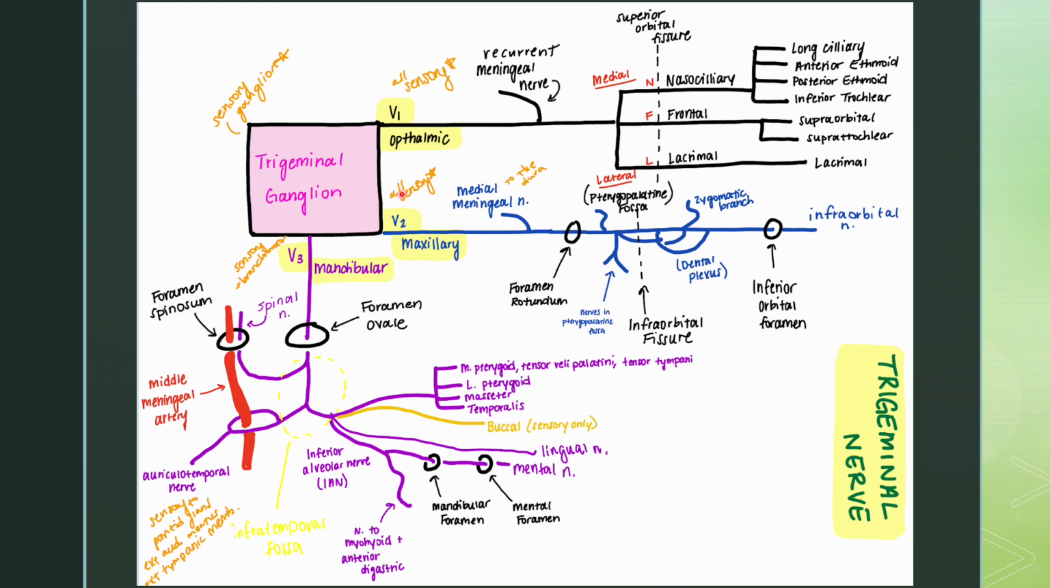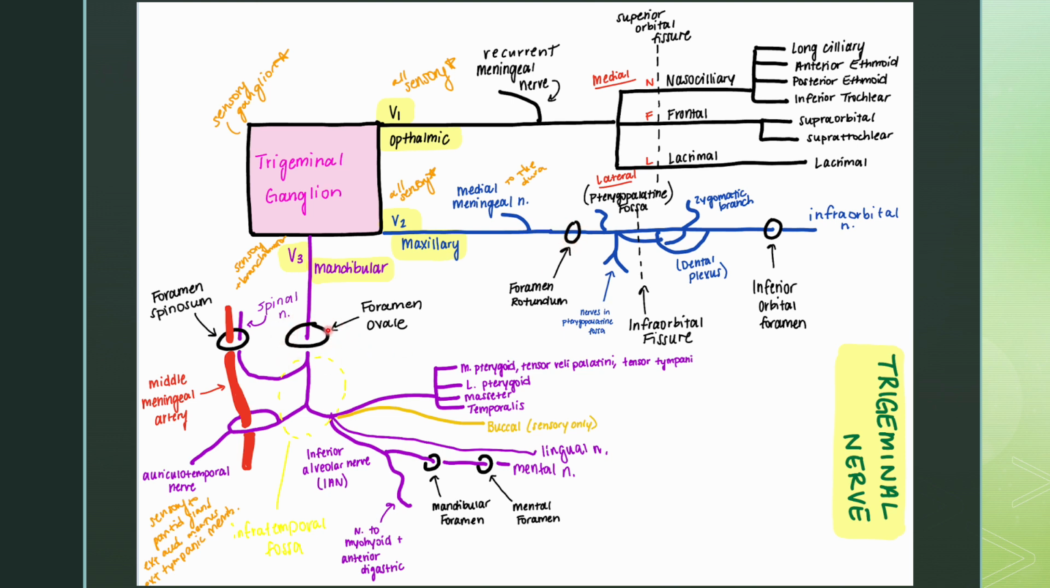So the trigeminal ganglion is the basis of the beginning of this entire nerve. You've got three branches coming off: V1 ophthalmic, V2 maxillary, and V3 mandibular. So you already know that the V1 ends up going through the superior orbital fissure, the V2 goes through foramen rotundum, and the V3 goes through foramen ovale.